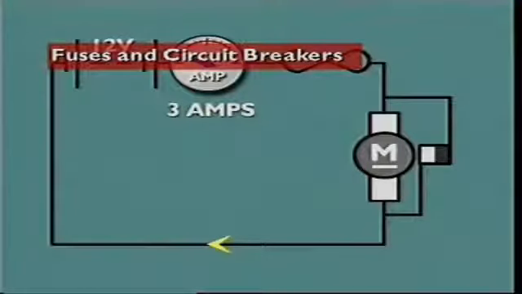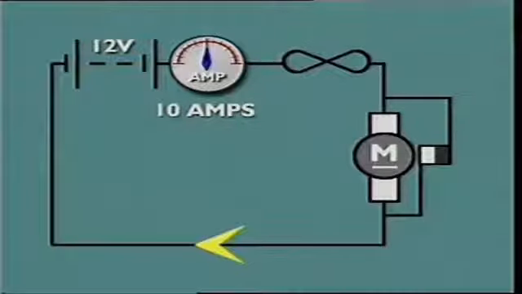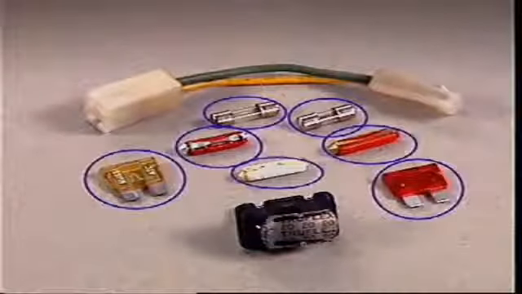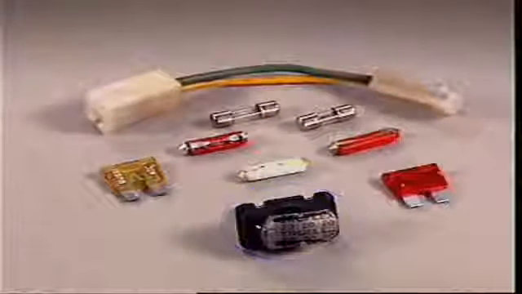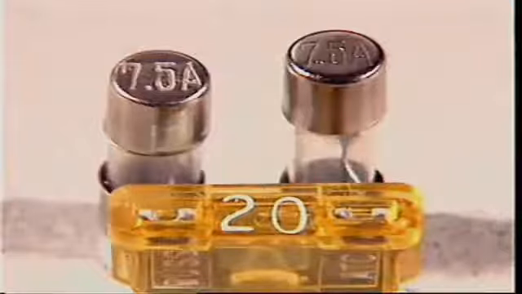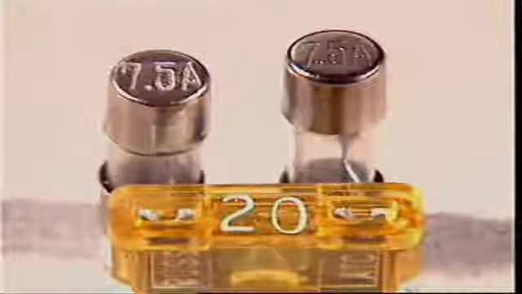This section examines fuses and circuit breakers. They are designed to break the circuit if current flow is excessive. The most common kinds are fuses, fusible links, and circuit breakers. They are all rated in amperes. Their ratings are usually marked on them.